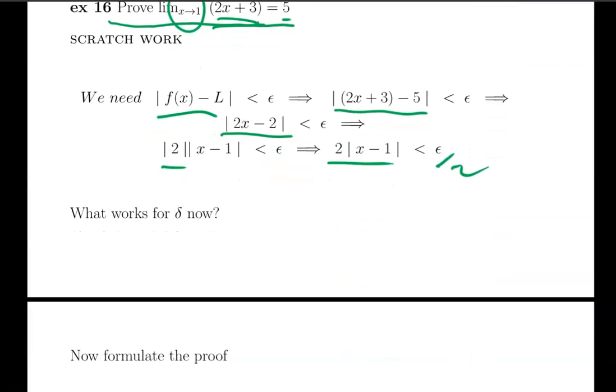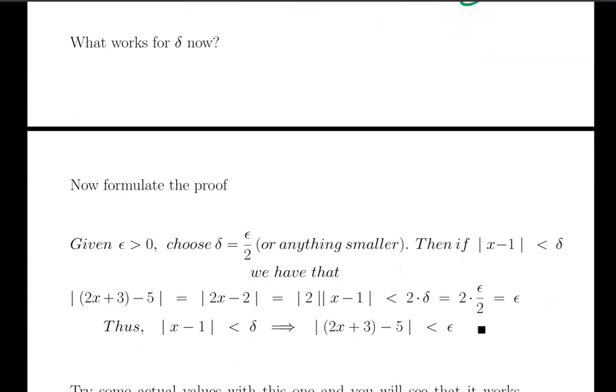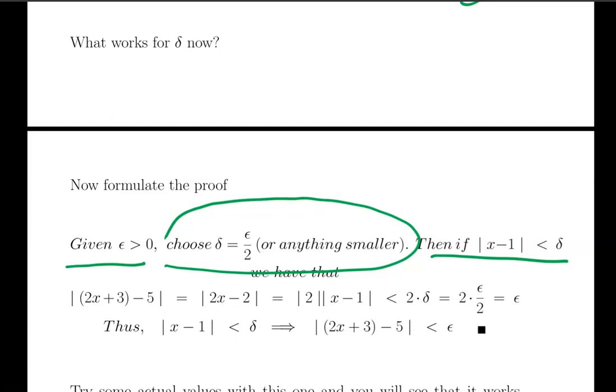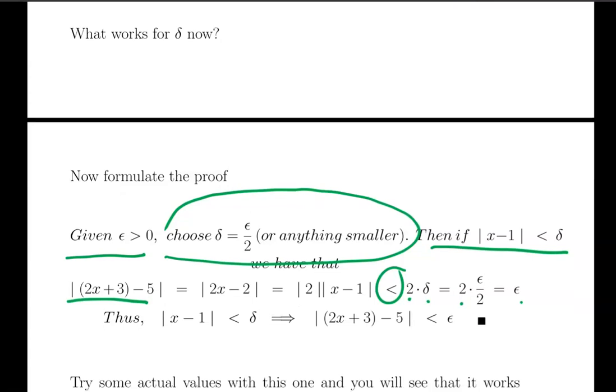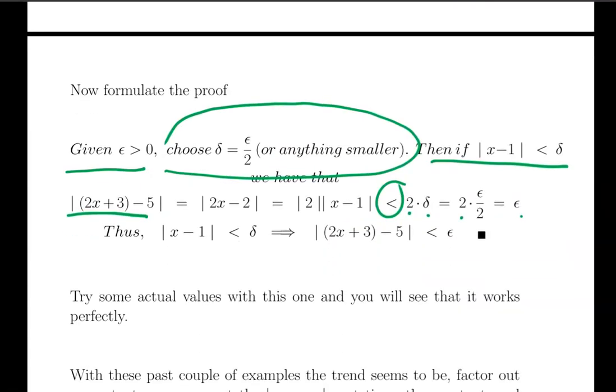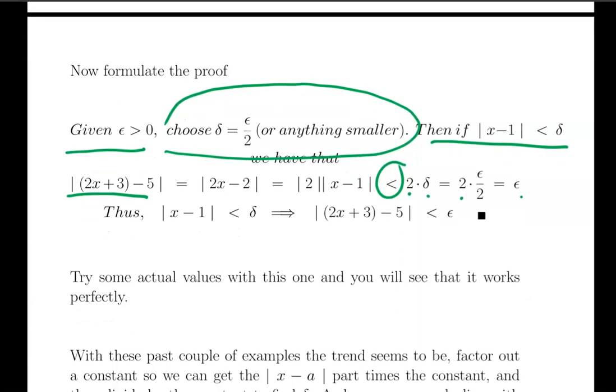Okay, and so then you formulate the proof, right? Given any epsilon greater than 0, choose delta to be epsilon over 2 or less. If you want to do epsilon over pi, get some slick bonus points, that's fine. Epsilon over 2 works. And then you show why it's true. Because if absolute value of x minus 1 is less than delta, then f of x minus L is less than, right, 2 times delta, which is this, and you're good to go. Okay, that's what you wanted to show. Again, you can try actual values with this, and it certainly will work.